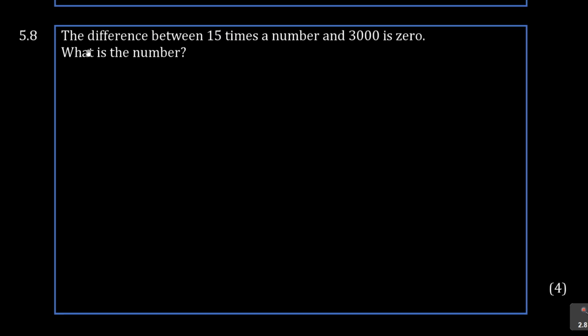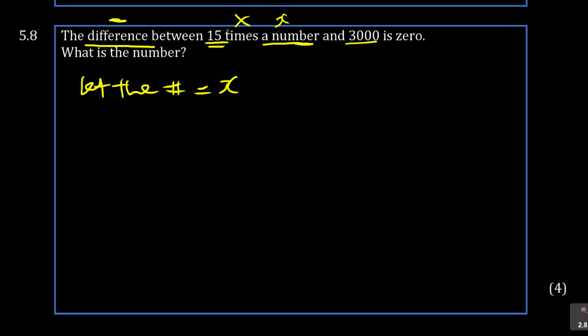But now let's look at this one. The word difference means minus. So the difference between 15 times a number. When they say a number there, you let the number be x. So the difference between 15 times x and 3000 is 0. Let me read in full: the difference between 15 times a number and 3000 is 0.